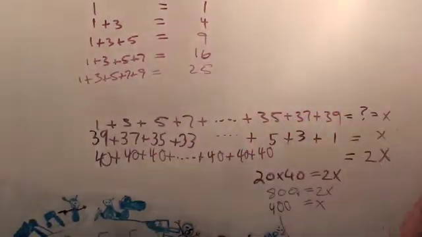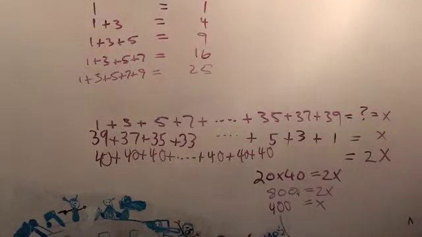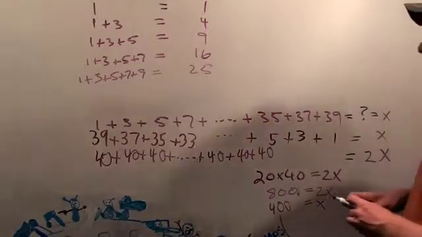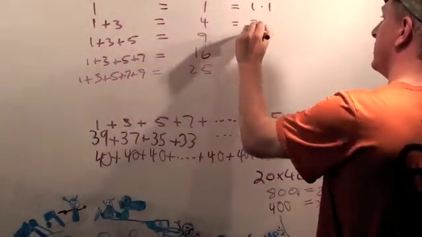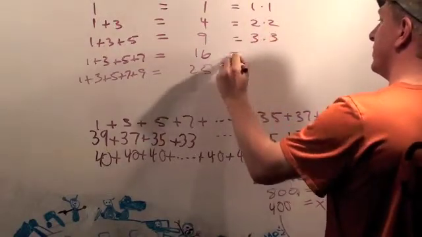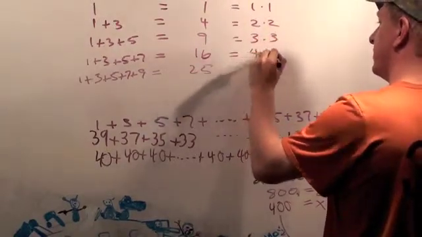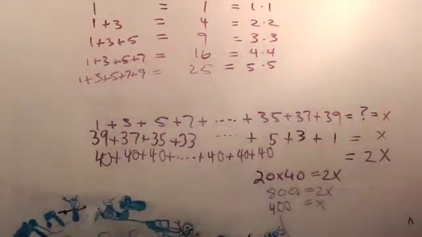Do you recognize a pattern with these numbers? 1, 4, 9, 16, 25. Do those numbers look familiar? Not really? Okay, well, 1 is the same as 1 times 1. 4 is the same as 2 times 2. Oh yeah, the square numbers. 9 is the same as 3 times 3. 16 is the same as 4 times 4. 25 is the same as 5 times 5.